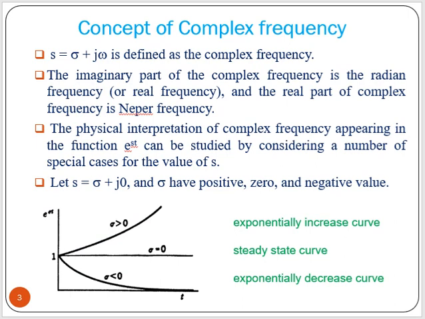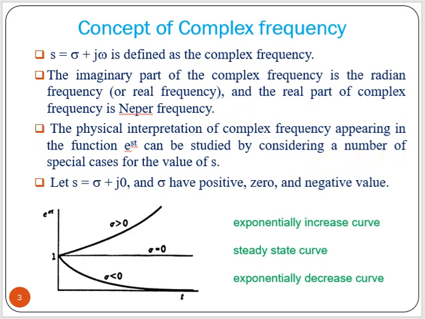Now this s equal to sigma plus j omega is defined as the complex frequency, and this sigma is known as the Neper frequency, that is the real part of the complex frequency, and the imaginary part of the complex frequency is the radian frequency.